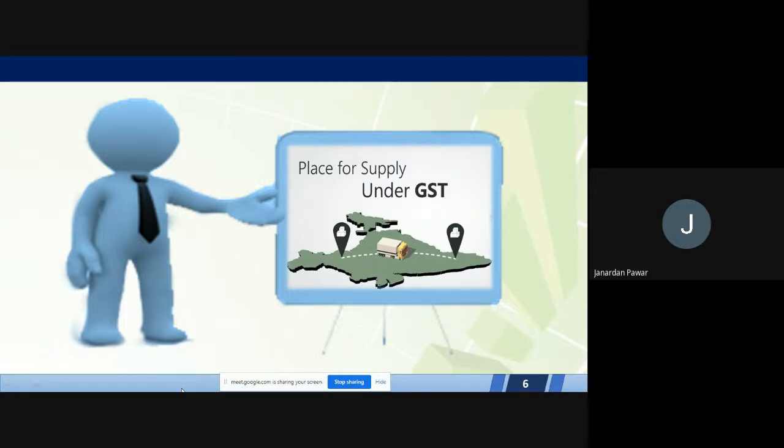And now we are going to understand the concept of place of supply, not in brief, but in a precise manner. I take such sort of pictures, those are self-explanatory, and from that you can understand the concept of place of supply. Here I have shown two different locations, and from those two locations also you can understand the concept of place of supply. If not, I'm here to explain you, no worry at all.